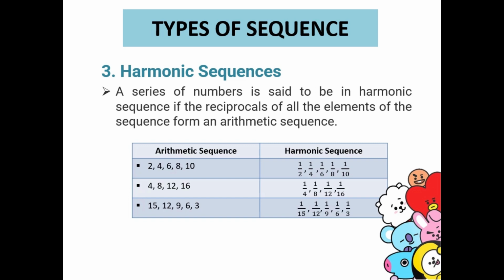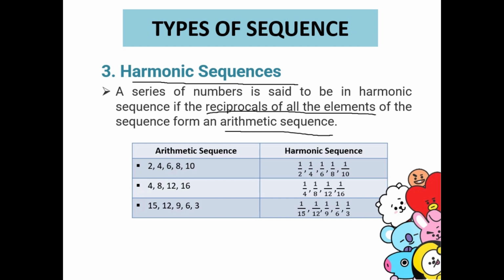Now, we have the third type of sequence. We have the harmonic sequence. By definition, a series of numbers is said to be in harmonic sequence if the reciprocals of all the elements of the sequence form an arithmetic sequence. Harmonic sequence is simply related to arithmetic sequence. But the twist here is we need to get the reciprocals of all the elements first before we could identify that the sequence forms an arithmetic sequence.